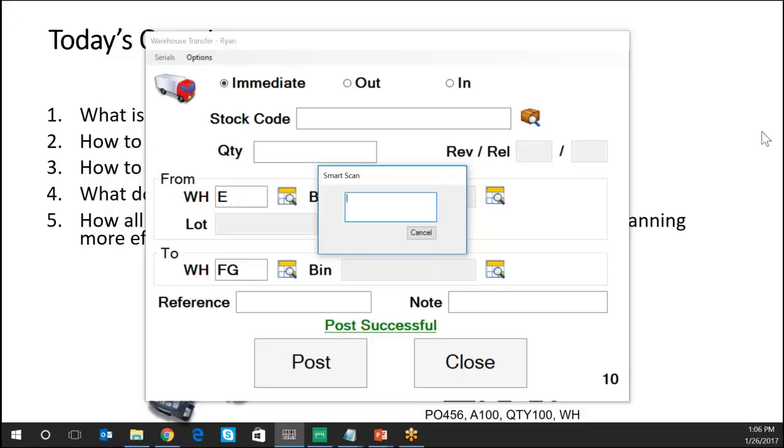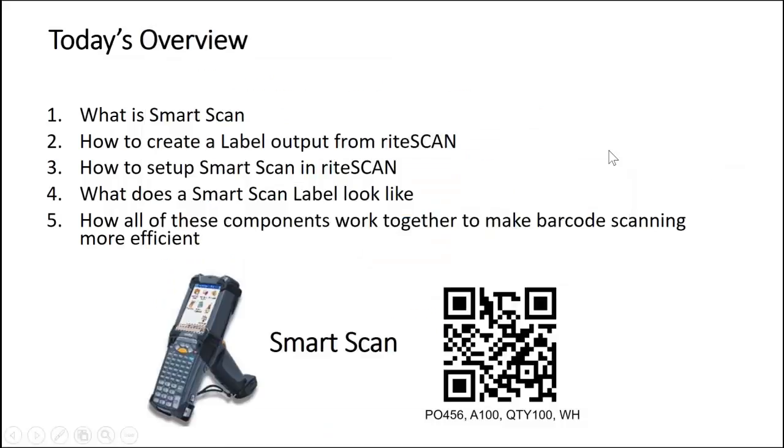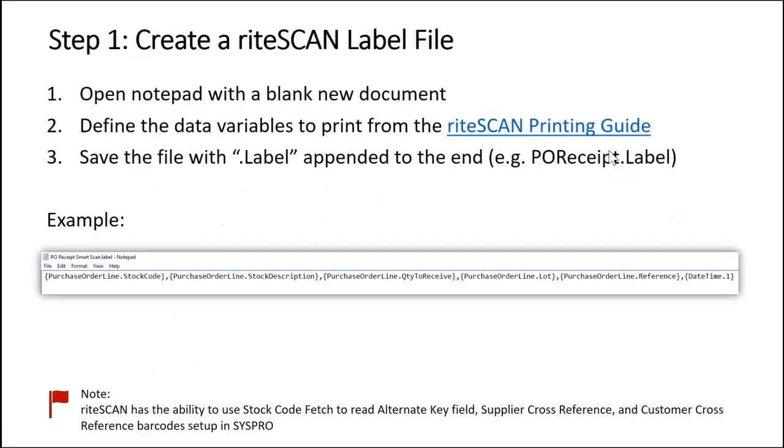So what we're going to do next is actually get into the process of how we set that up. One of the first things that we're going to cover is how you would set up a label file in riteSCAN. Some of you might already have this in place and you're doing it, so we're just going to recap what options you have, some of the functionalities, and go through that process as well.